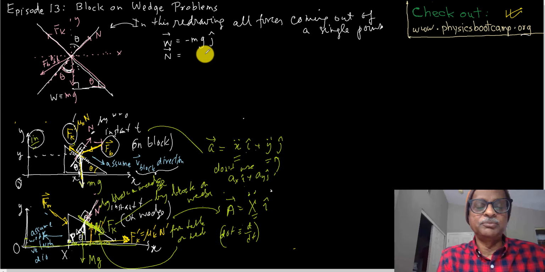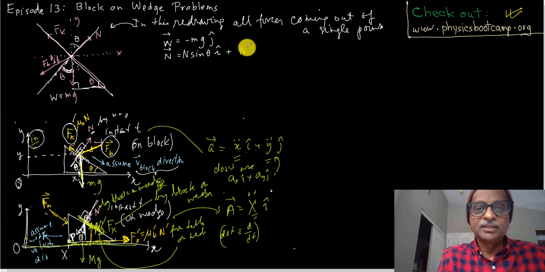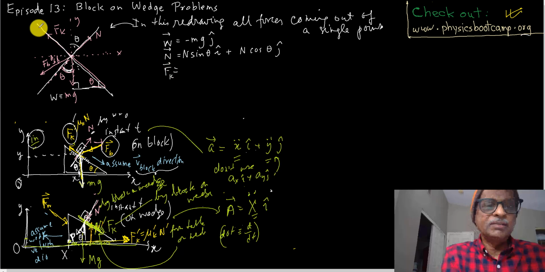Normal is equal to... it's at angle theta, which is y-axis. So this side will be sine theta, so N = N sine theta I hat plus N cosine theta j hat. Okay, how about kinetic friction? This is along that direction. So this is theta, this is 90 minus theta, so this is theta.